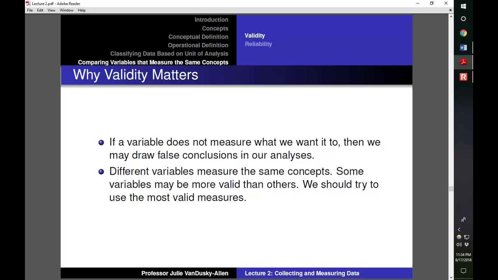In addition, since different variables measure the same concepts, for example, there are several different measures of democracy, we are able to compare the validity of these measurements in order to be able to choose the most appropriate one to use.